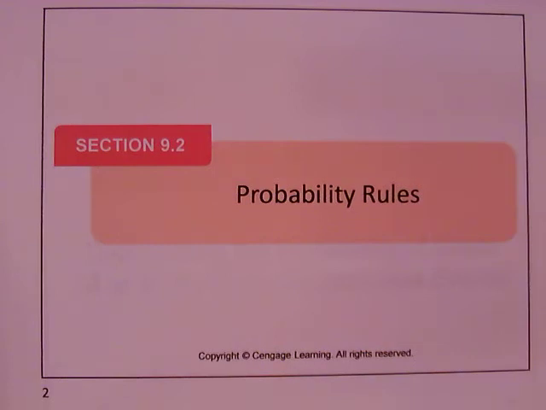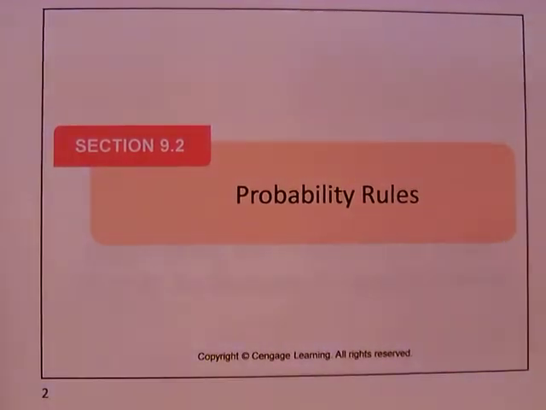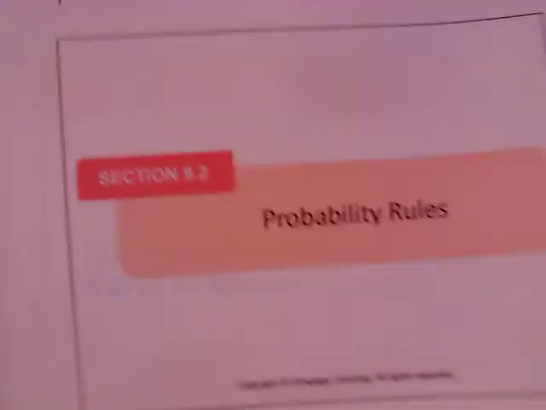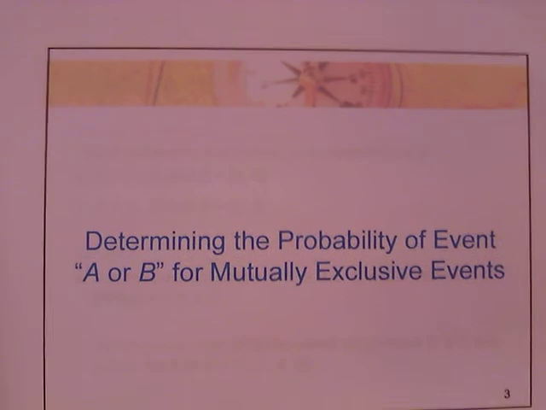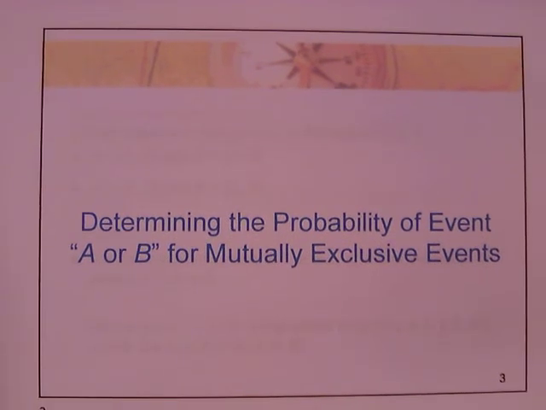Alright, in this video we're going to talk about the probability rules. That's section 9.2 in your text. And we will begin with determining the probability of event A or B for mutually exclusive events. Okay, so that's the first thing we'll discuss.